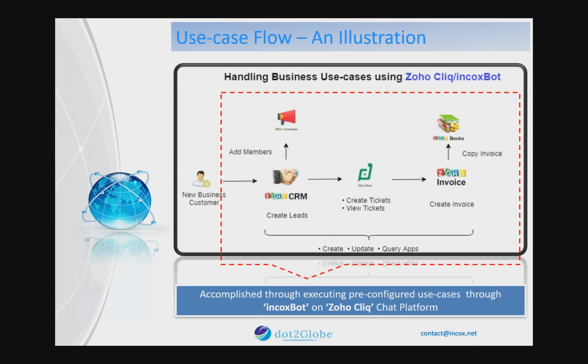Next, we will look at an illustration of a business use case, how you can handle a business use case using Zoho Cliq and incoxBot combinations. So this will give you an idea of how connected business processes can be handled in the incox platform at the click of buttons. Here you see a new business customer. You can assume a new business customer lead is created in the CRM.